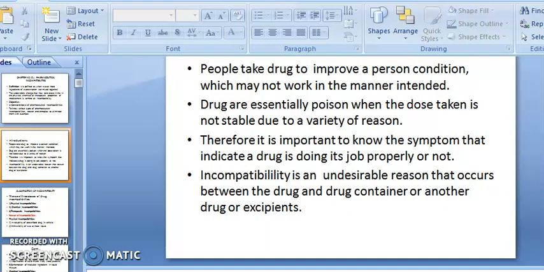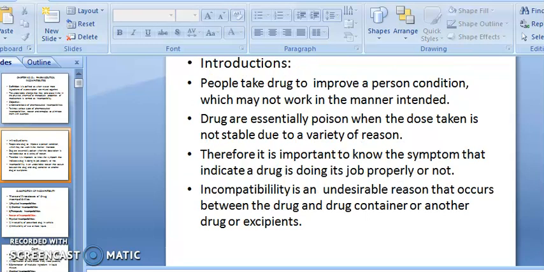Then introduction. In the introduction, people take a drug to improve their condition, which may not work in the manner intended. If you are taking the drugs to reduce your disease condition, but it does not happen with your dosage form, that is because of incompatibility. Drugs are essentially poison when the dose taken is not suitable, due to a variety of reasons. Because of incompatibility, there is an unstable form. If taken by a human being, it acts as a poison. It means it shows a killing effect on your patient.